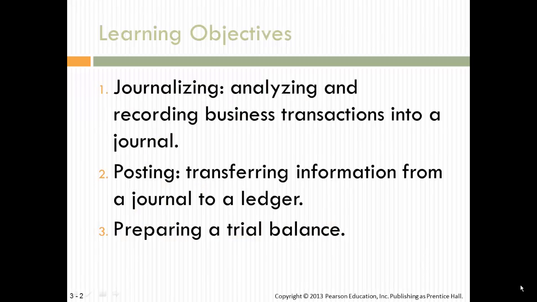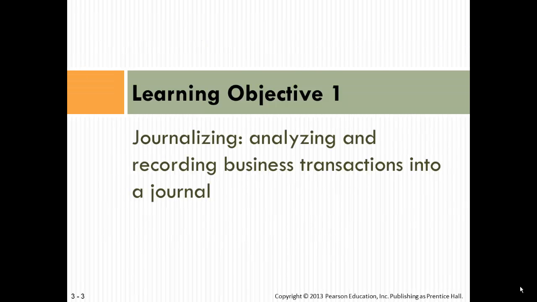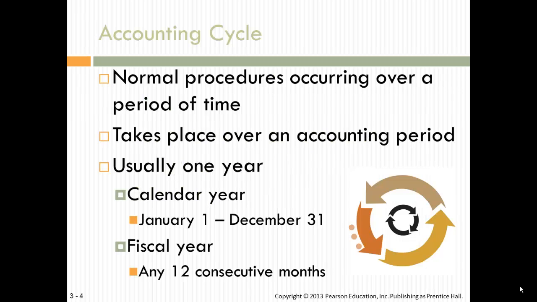The learning objectives for this chapter are journalizing, which requires analyzing and recording business transactions; posting, which is transferring information from the journal to the ledger; and preparing a trial balance. So let's talk about journalizing first.